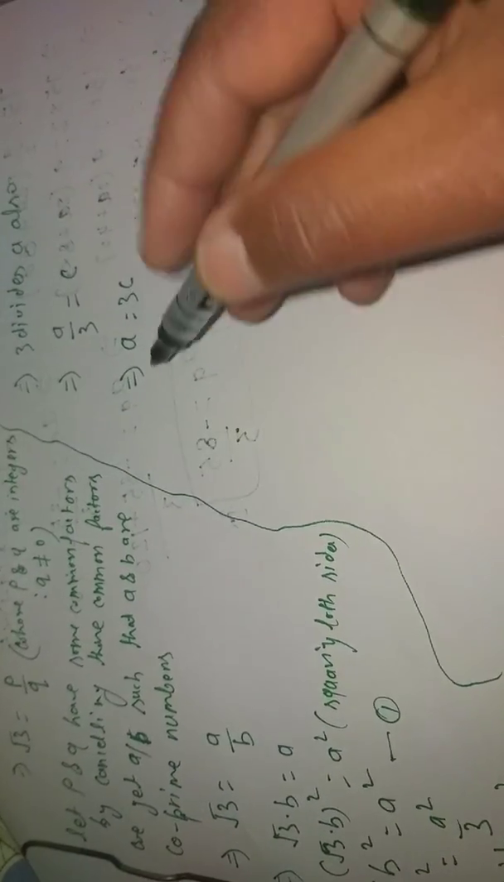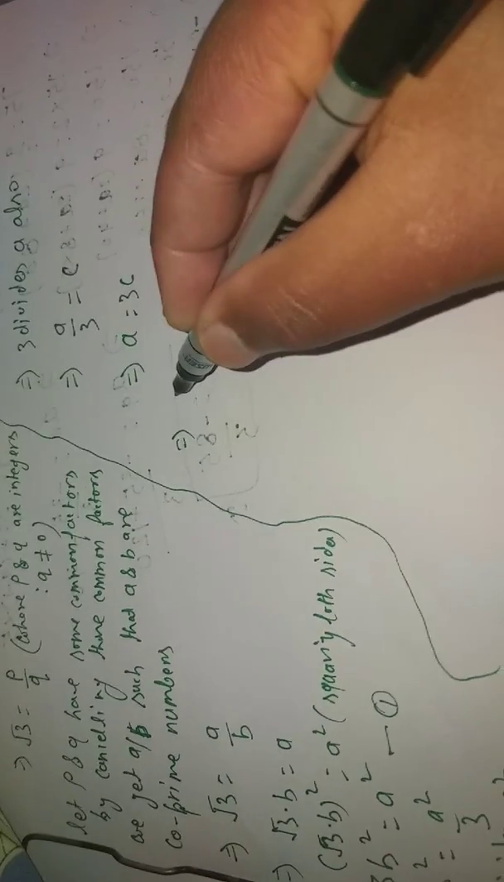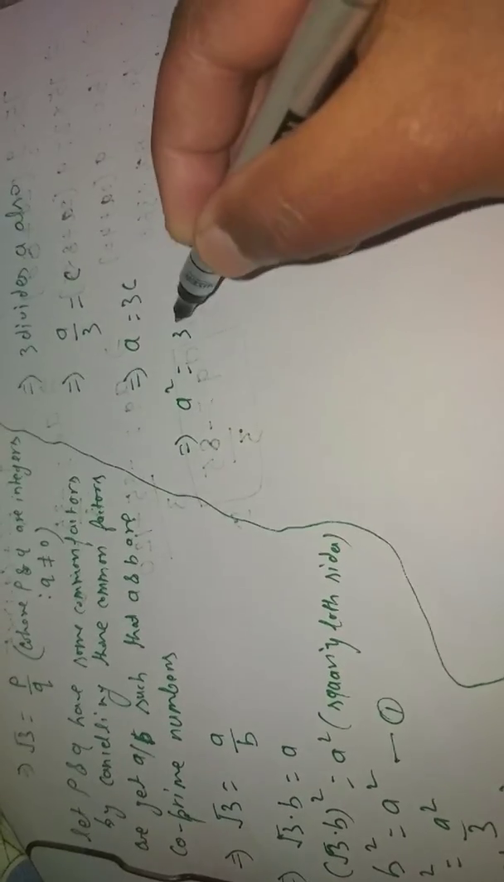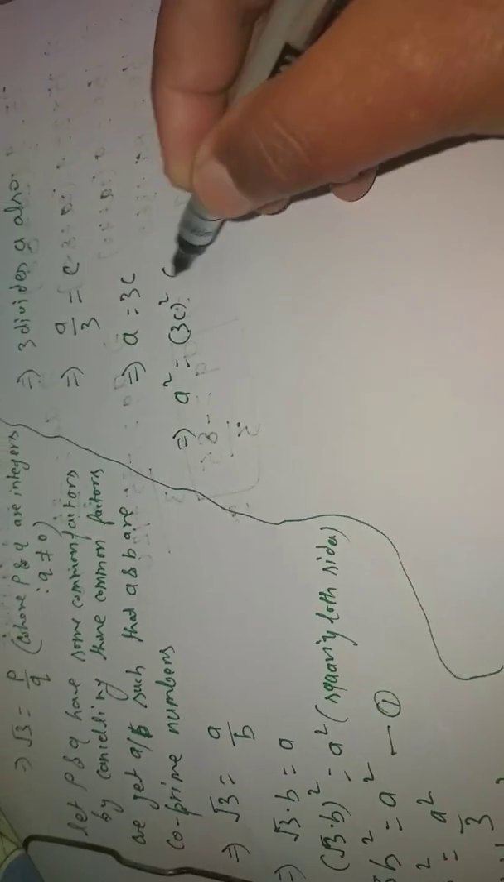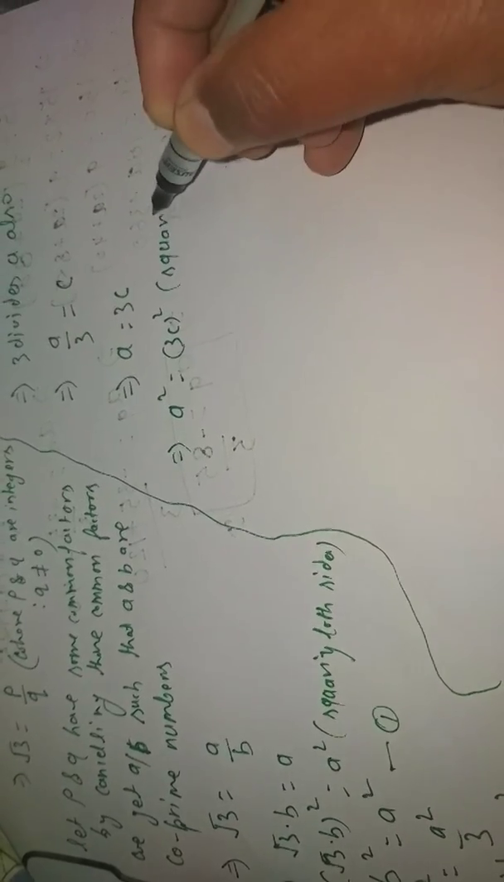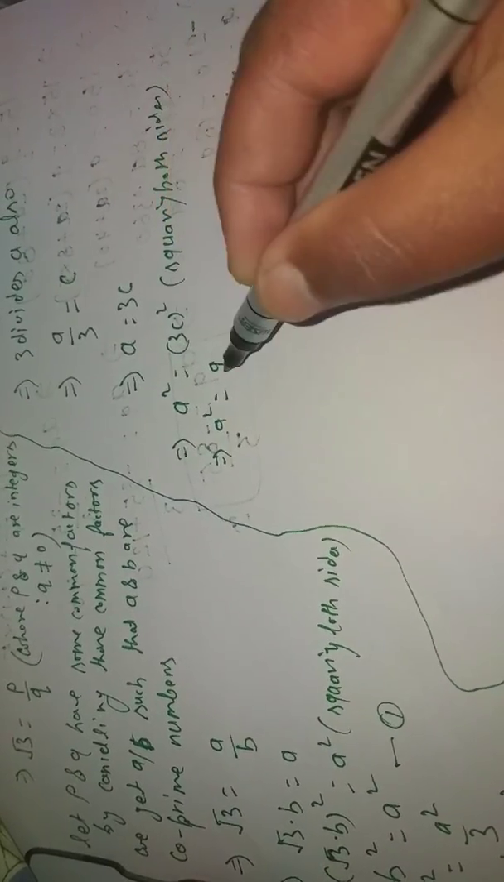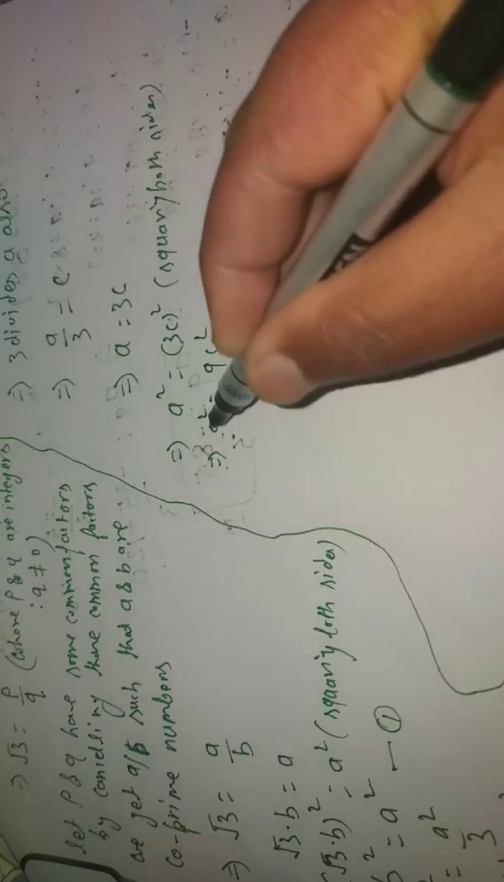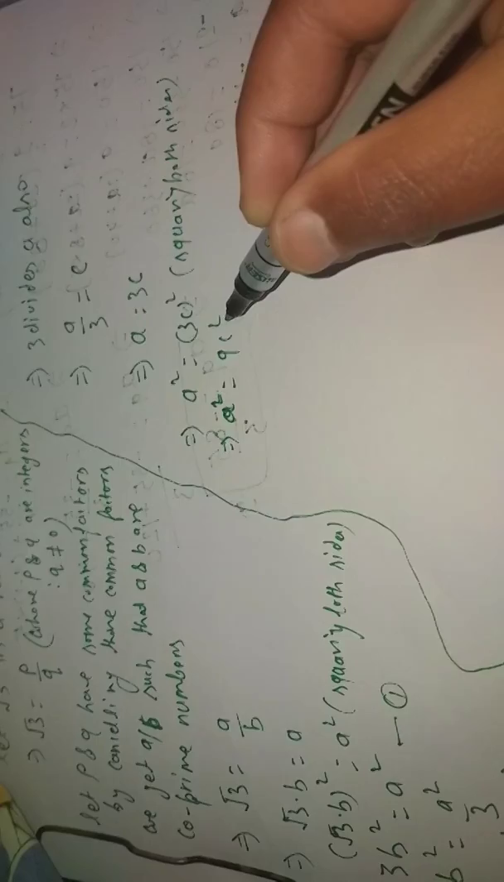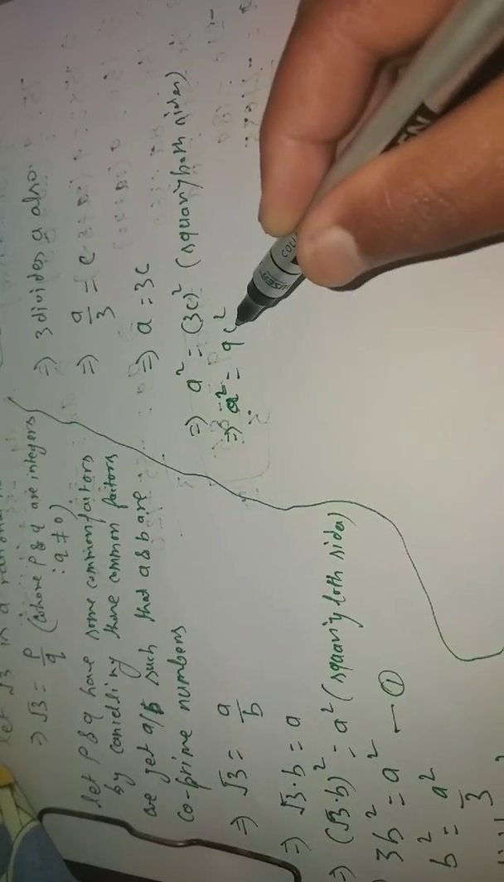Now squaring both sides again here. You square both sides, so a square will be equal to 3c whole square. Squaring both sides, it implies a square is equal to 3 square, which is 9, and square of c is c square. So now you have the value of a square is equal to 9c square.